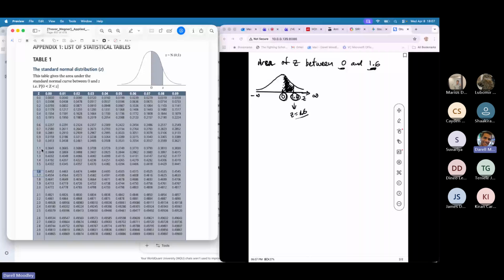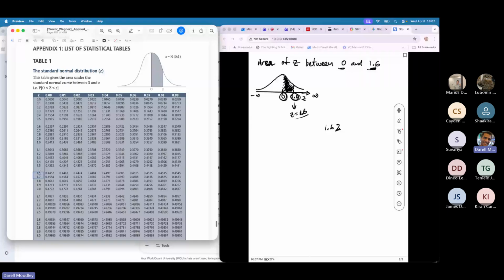Now, hypothetically, if you wanted 1.62, then the values on the margin on the top, on the columns, that's your second decimal. So in other words, 1.6 is here, 1.62 would be here. This is the second decimal. So if you wanted the value that corresponds to 1.62, it'll be this value here.